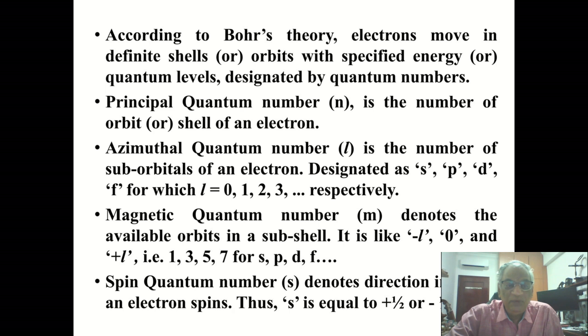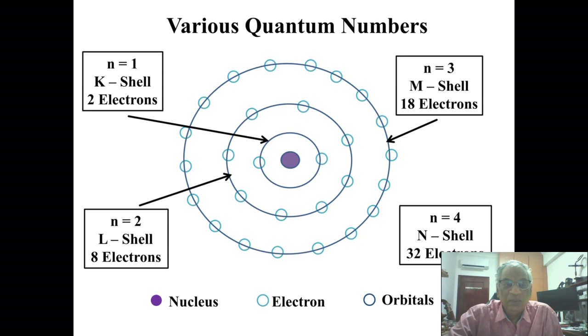For each s, p, d, f, the number of suborbitals is 1, 3, 5, 7, etc. Each orbital is allowed to contain only 2 electrons spinning in opposite directions. That is given by the spin quantum number S. The value of S is plus half and minus half. Plus half is for the electron rotating in the clockwise direction, minus half is for the electron rotating in the anti-clockwise direction. Here you can see in this slide the various quantum numbers.